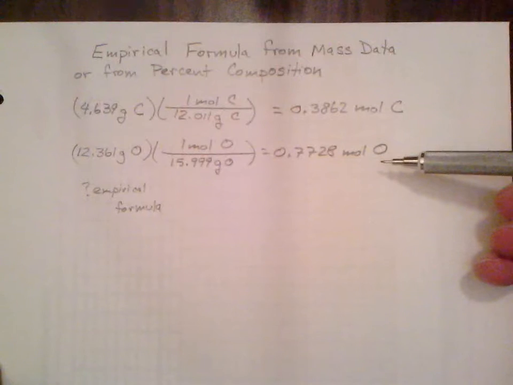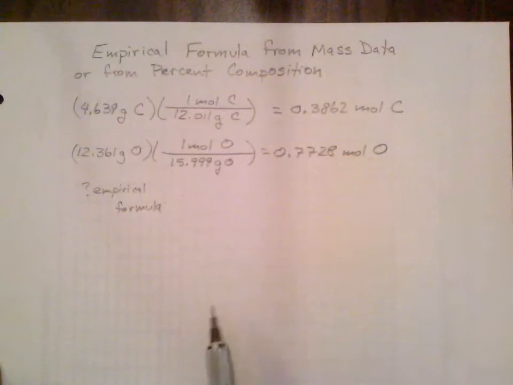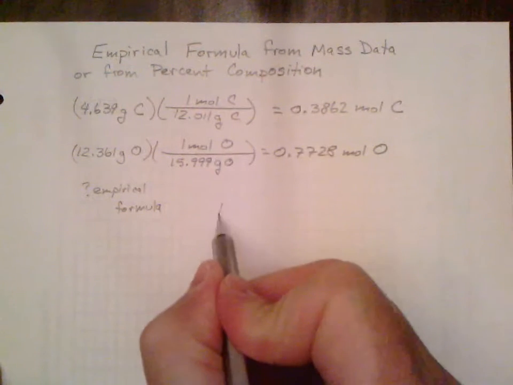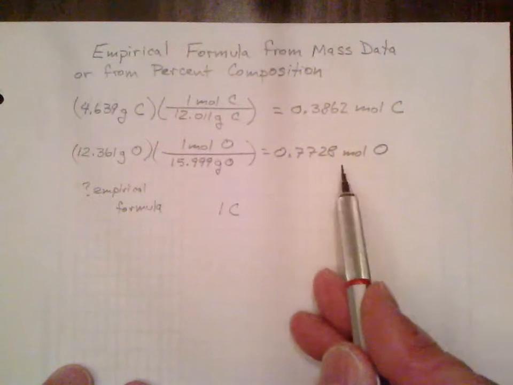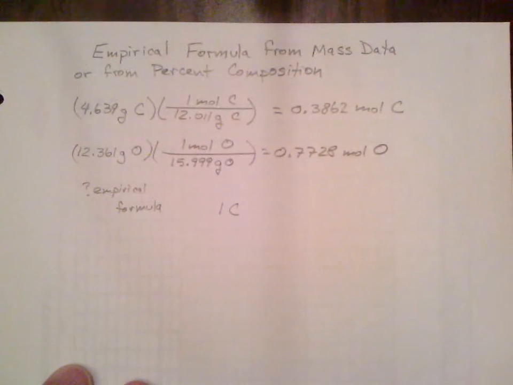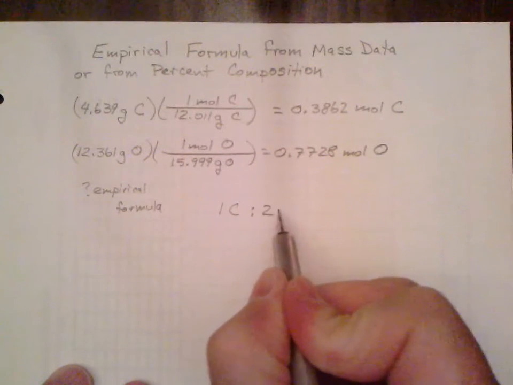To turn this into a formula, we're going to divide both of these molar amounts by the smaller of the two numbers. So if we divide 0.3862 by 0.3862, we get that there is 1 carbon. And for every 1 carbon, we're going to have 0.7728 divided by 0.3862. And that'll give us 2 oxygens.